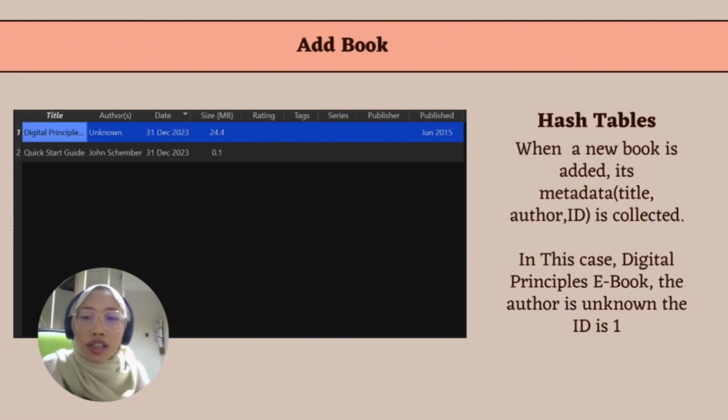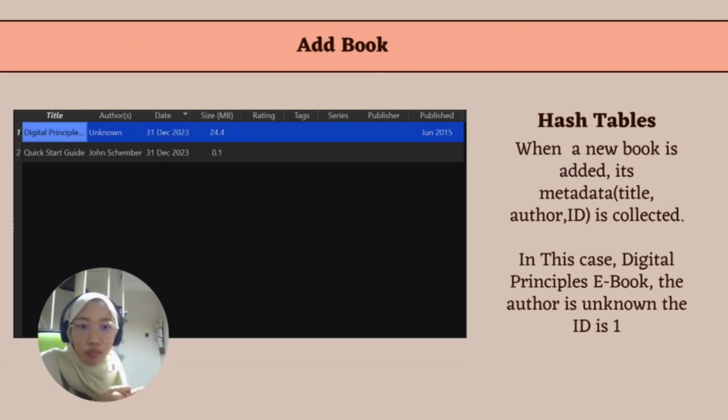Okay, I already added the Digital Principles ebook here, and also the first book they give you when you first download this app, which is the Quick Start Guide, or I would say the guide to using Calibre. So, on this very front page, how does the add book function work in terms of its data structure? I will explain how it uses a hash table.